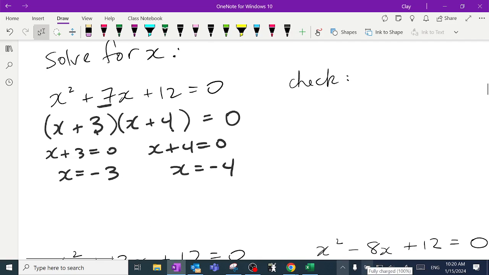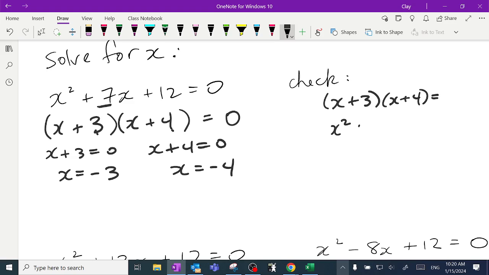Right? And you can check this. If you're not sure if you factored right, multiply it back out again. You should get your original question. x times x is x squared plus 4x plus 3x plus 12, and yeah, that's going to work. All right, let's do more of these.